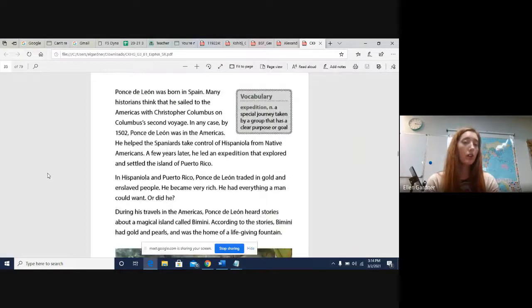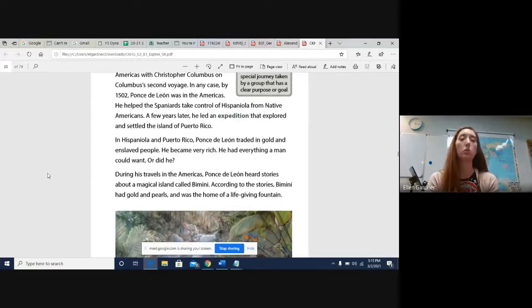Now, when Ponce de Leon was born in Spain, many historians think that he sailed to the Americas with Christopher Columbus on Columbus's second voyage. I guess we don't know for sure. In any case, by 1502, 10 years after the first one, Ponce de Leon was in the Americas. He helped the Spaniards take control of Hispaniola from Native Americans. A few years later, he led an expedition that explored and settled the island of Puerto Rico.